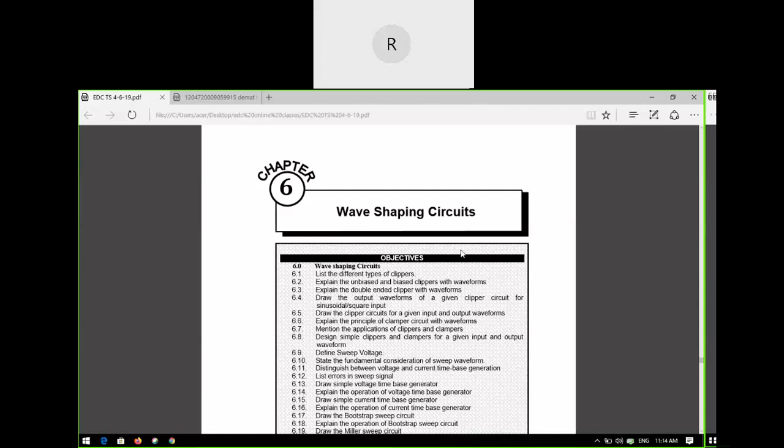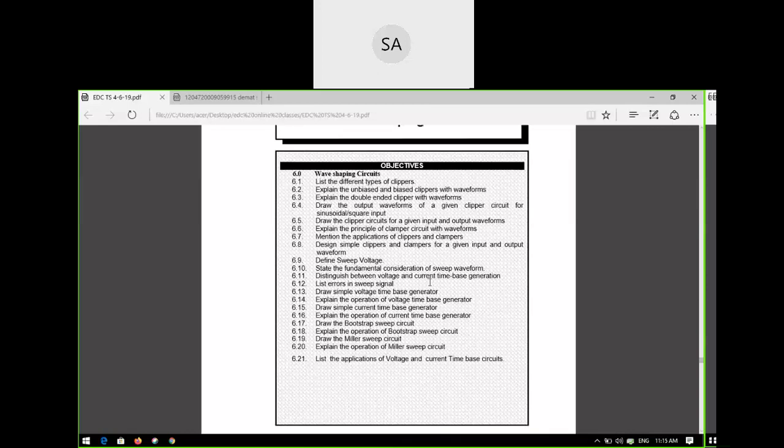So we have completed the five chapters. Now we are going into the sixth chapter, wave shaping circuits. There you have different types of circuits: clippers, clampers, sweep circuits, voltage time base generators, current time base generators, bootstrap sweep circuit, Miller sweep circuit. Like this we have different circuits.